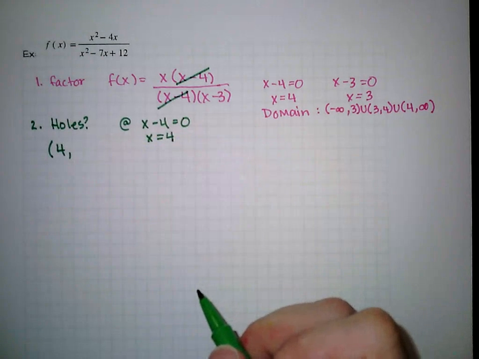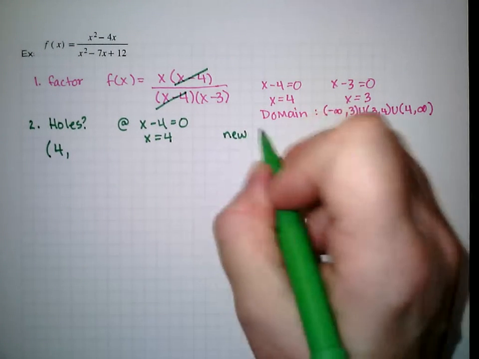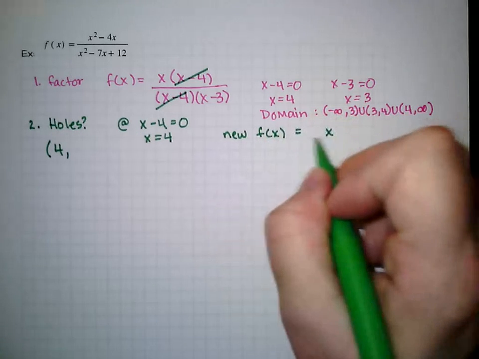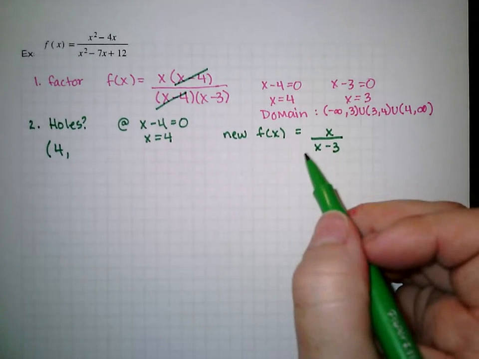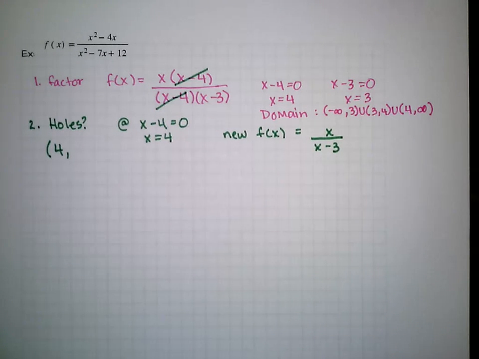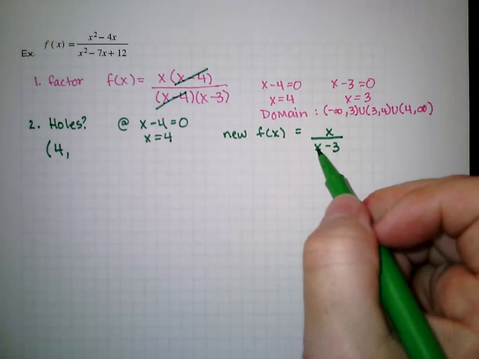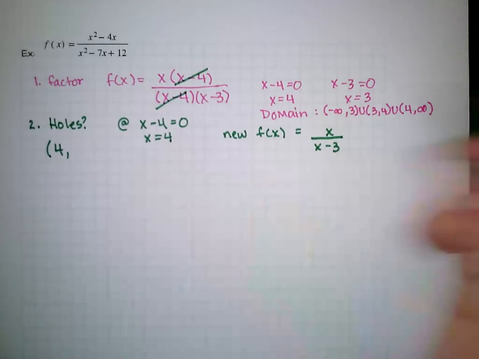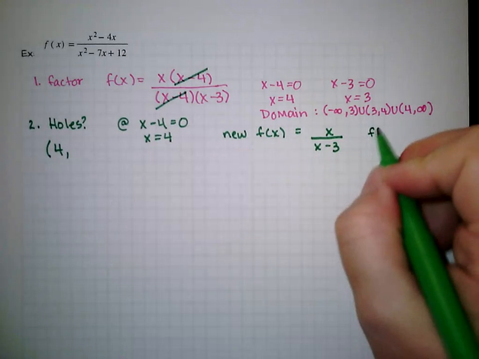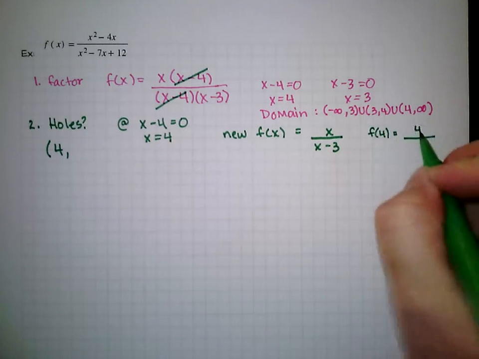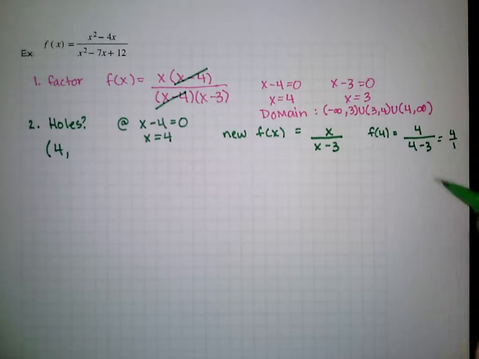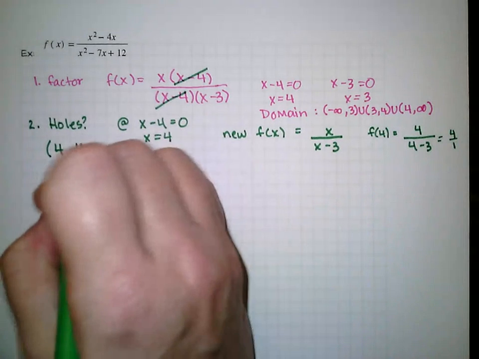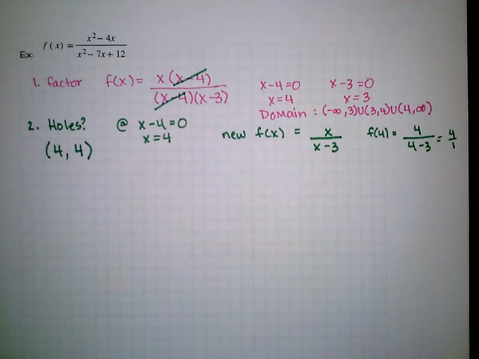Then we have a new function. Our simplified function is x over x minus 3. This is the function that we're going to work with from here on out. And we're going to use this function to find the ordered pair of the hole by plugging 4 in for the x value. So f of 4 would equal 4 over 4 minus 3, which is 4 over 1. So our hole in this graph is at (4, 4). That's just coincidental. That's not always going to happen that it's the same x and y value.